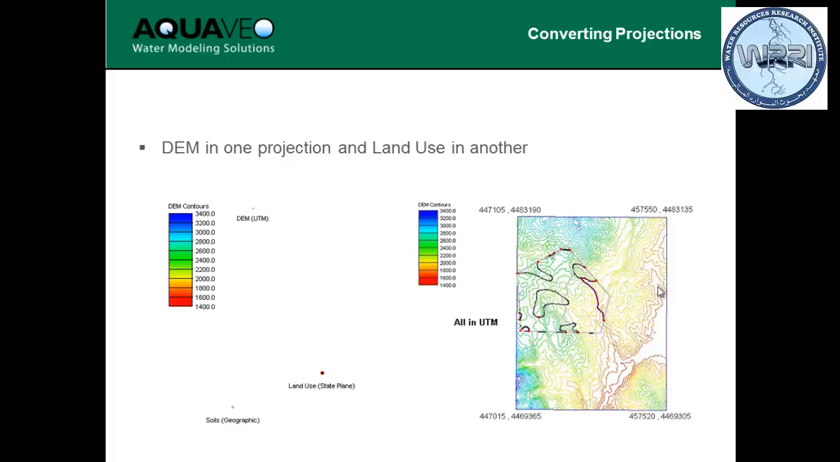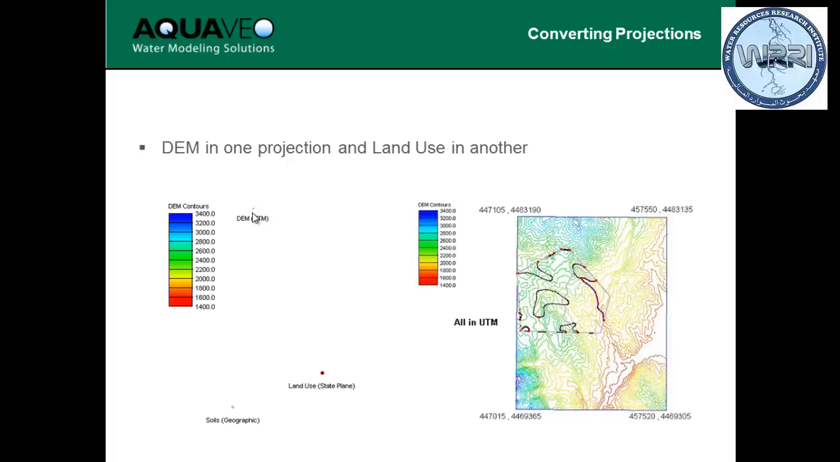Another thing you could end up with is maybe you have data that's in UTM coordinates, and then maybe I have another set of data that's in the local Egypt coordinates, and I need to get all those in the same coordinates. And maybe I have another data set that's in geographic, which is latitude, longitude coordinates. I just need to get everything in the same projection.